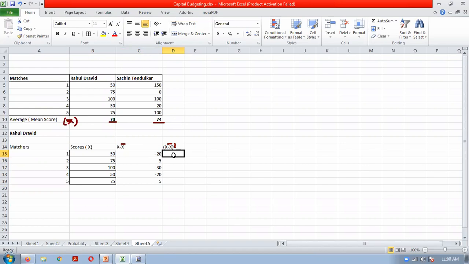Just take the calculator. First value is 20. So 20 into equal to, you will get 400. Okay, even if it is minus, it will become positive, because squaring means 2 times minus, it will become plus. So similarly, next will be 5 into equal to, which will be 25, 900, 425. Okay, now you have to do the total of this column. X minus x bar whole square, total you have to do.